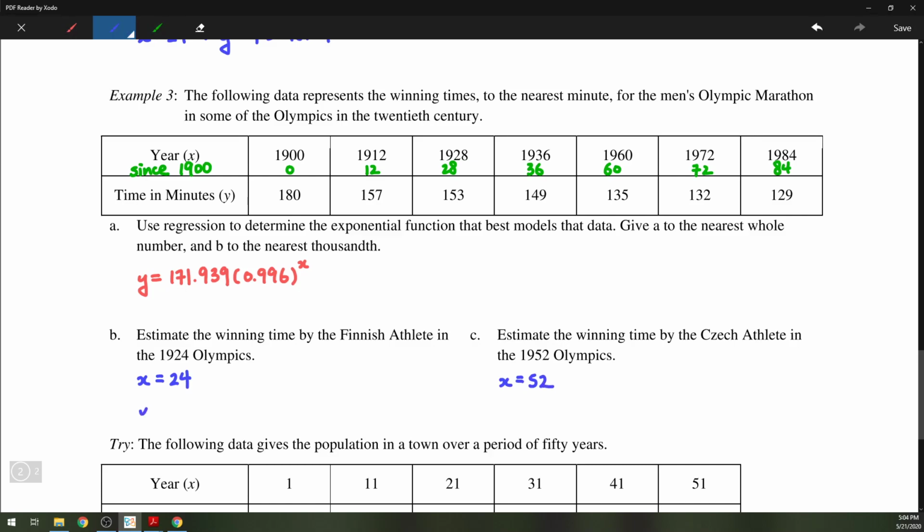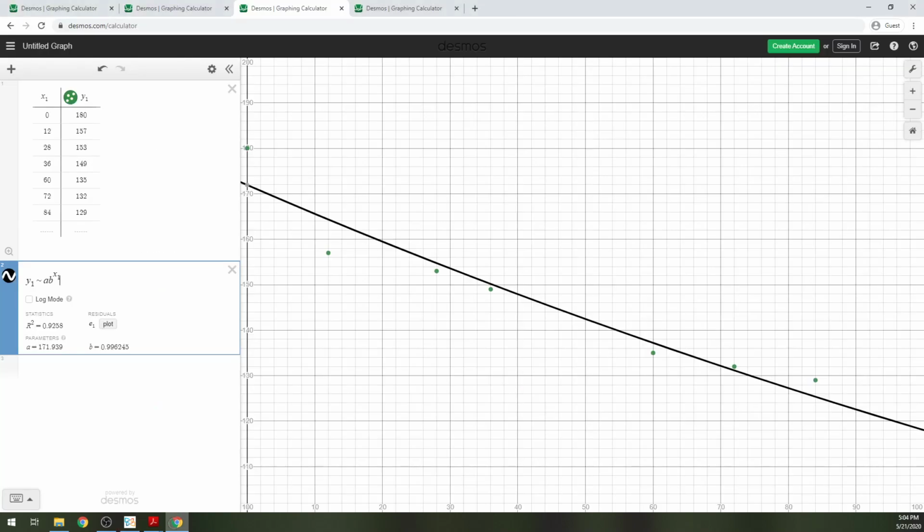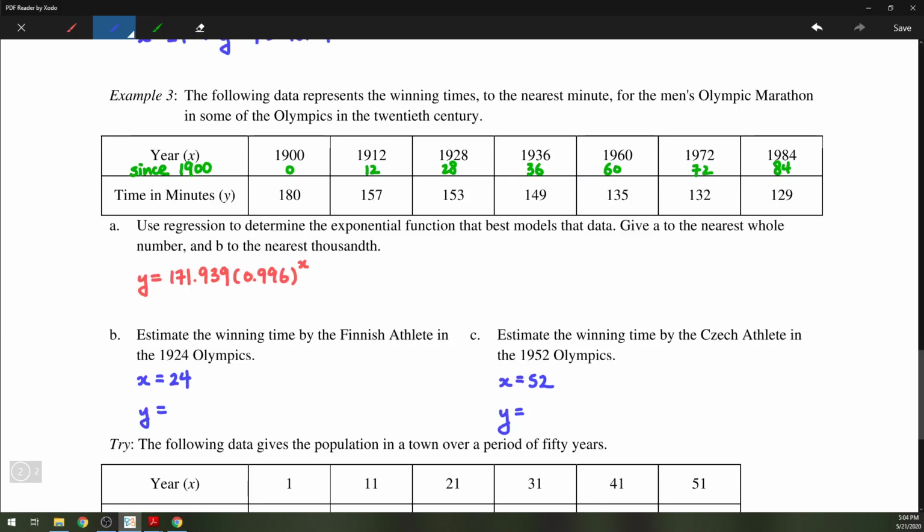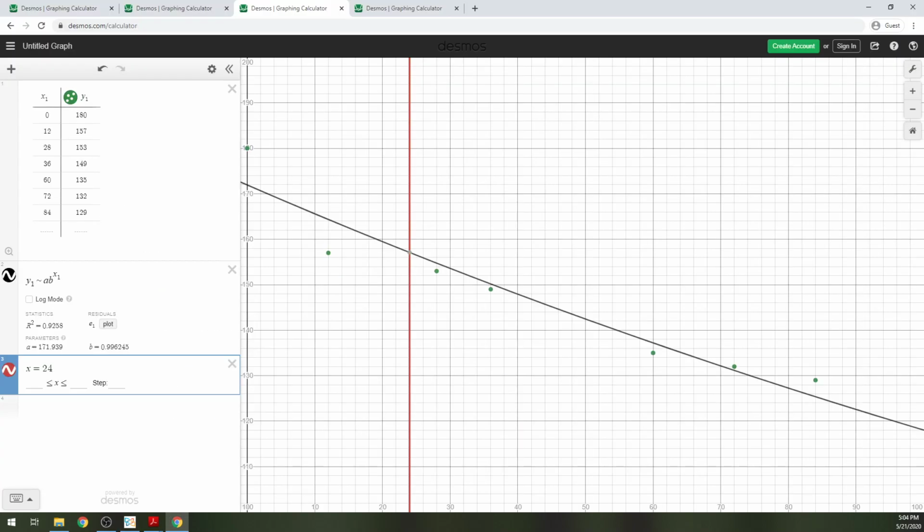All right, so we're going to find the corresponding y values. Let's go back. So we have x equals 24, which gives us 157 minutes. And then on the other hand, if we change the x value to 52, we will get 141 minutes.